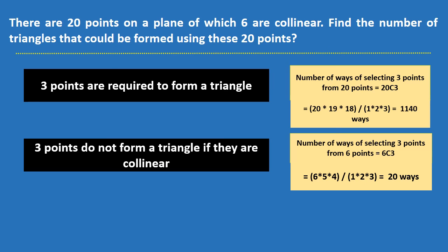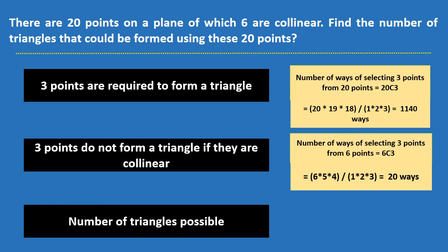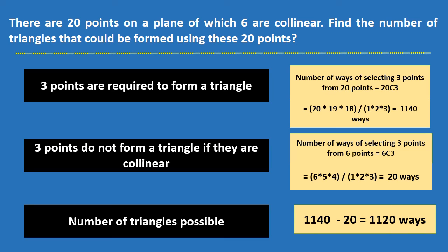Therefore, what is the total number of triangles possible? That is equal to 1140 minus 20, which is equal to 1120 ways.